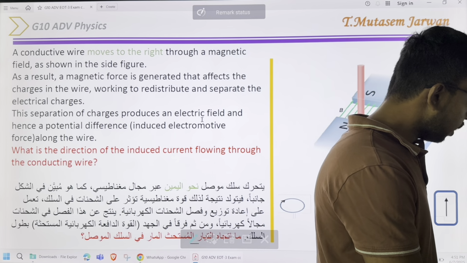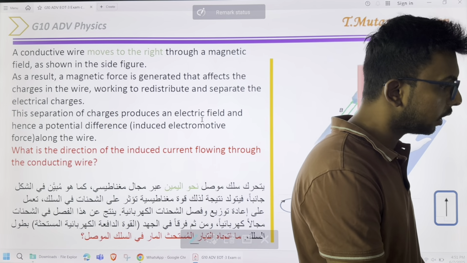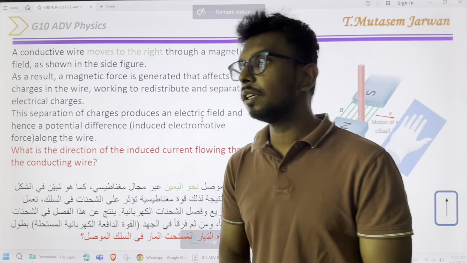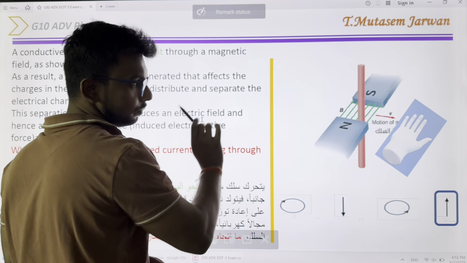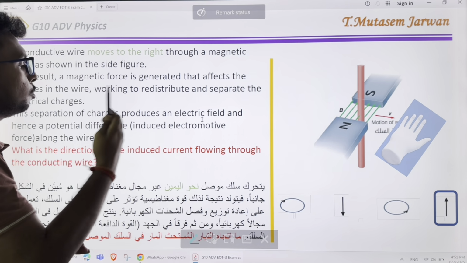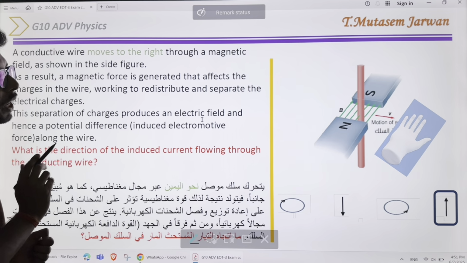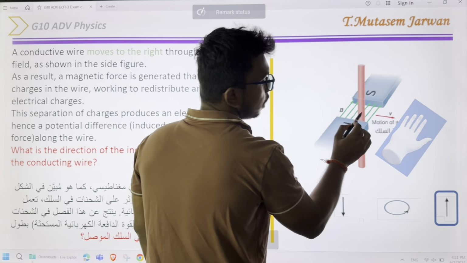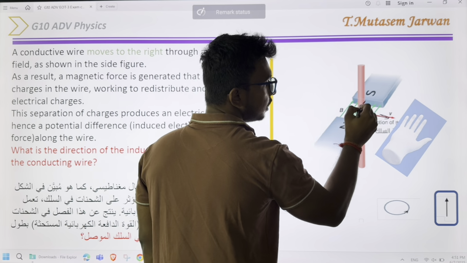Okay. Along the wire, what is the direction of the induced current flowing through the conducting wire? First of all, the induced current will only flow if this particular wire is connected, like the circuit is complete. So that is very, very important. So we are assuming that the circuit is complete. What is the direction of the induced current flowing through the wire? First of all, motion is here. This is north, this is south. So the magnetic field is in this direction.